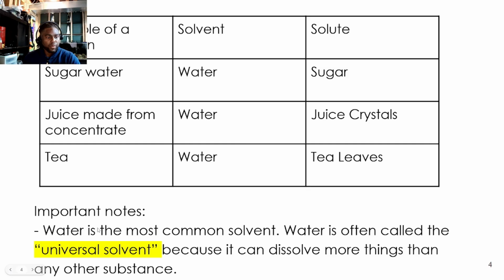As I said before, water is the most common solvent, and water is often called the universal solvent because it can dissolve most things. As you go further along, you'll learn that's because water is polar, so there is a negative side and a slightly positive side to that molecule.